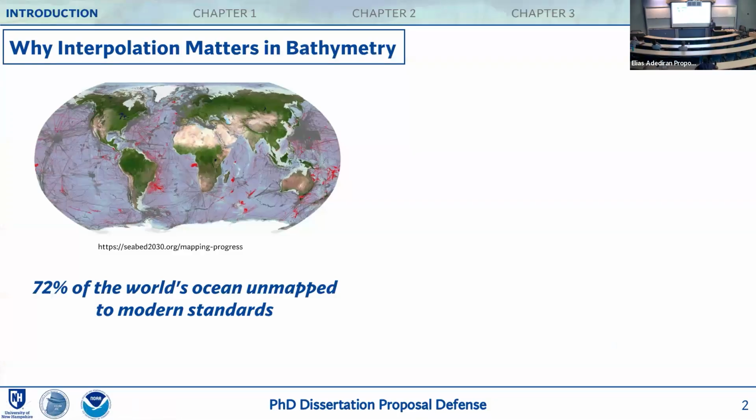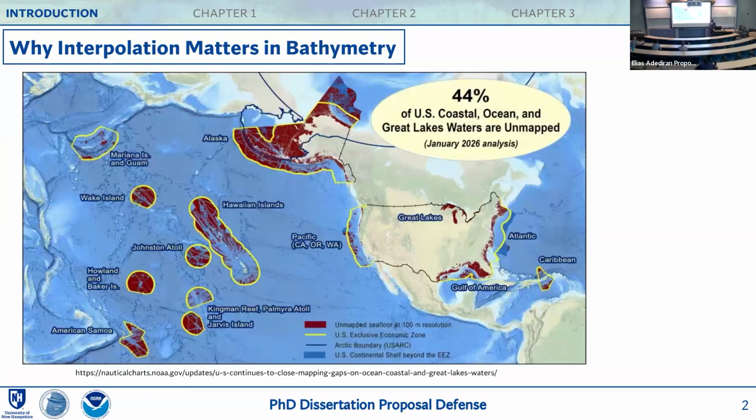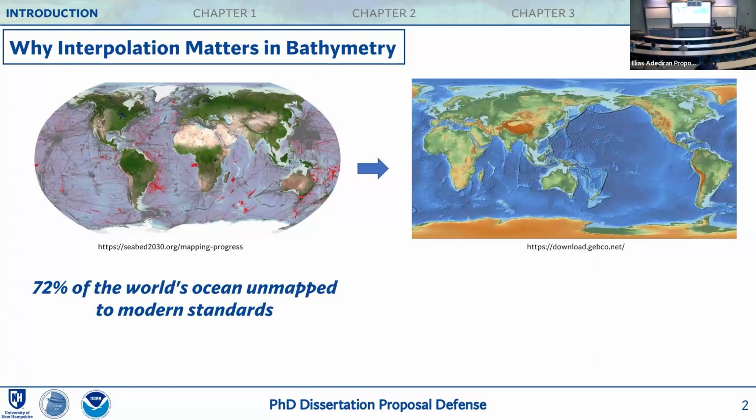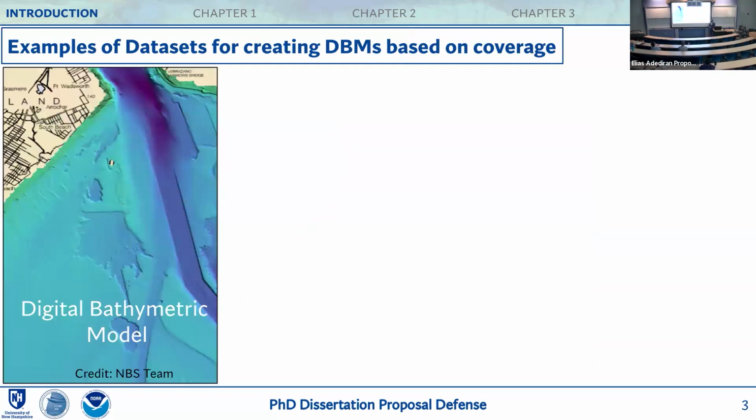As we might all know, about 72% of the world's ocean is unmapped to modern standards, and even within United States waters, there is still about 44% unmapped to modern standards. As a result, interpolation is typically required amongst these sparse bathymetric data sets to fill in the gaps and create a digital bathymetric model of the seafloor. And that is important for numerous scientific, operational, and commercial applications.